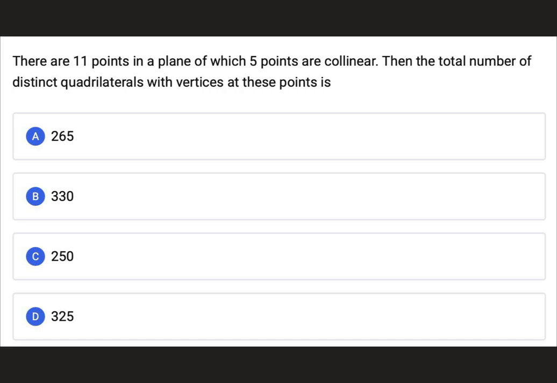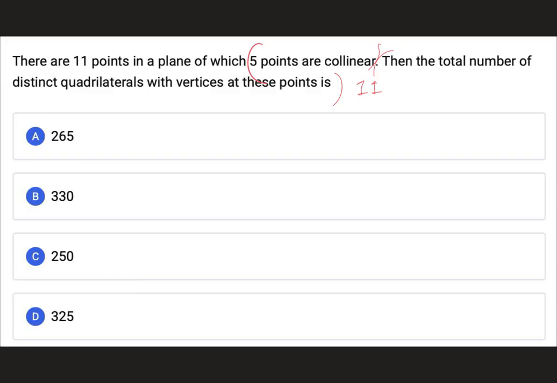Let's have a look at the question. There are 11 points in a plane, of which 5 points are collinear. Then the total number of distinct quadrilaterals with vertices at these points is. So first of all, guys, you need to understand there are 11 points. For now, ignore the rest of the information and just focus on 11 points. We need to get a quadrilateral.